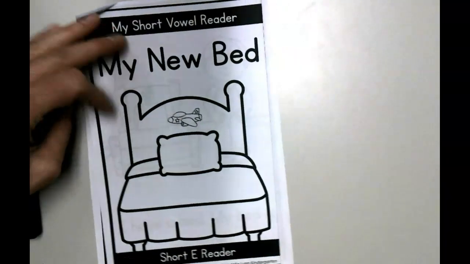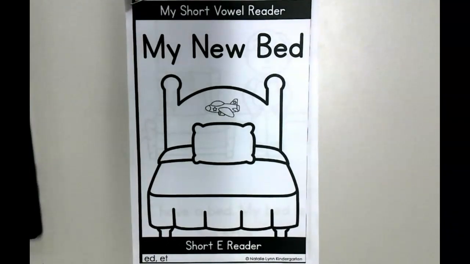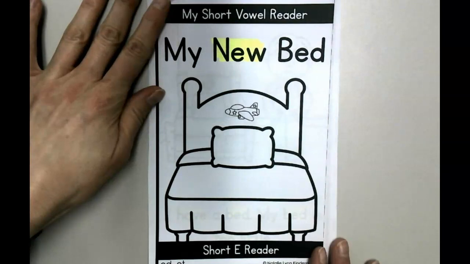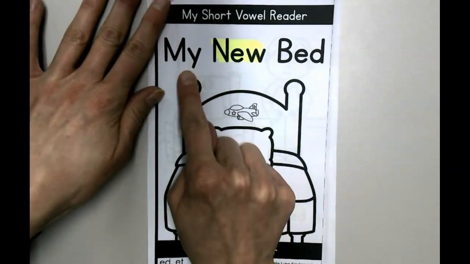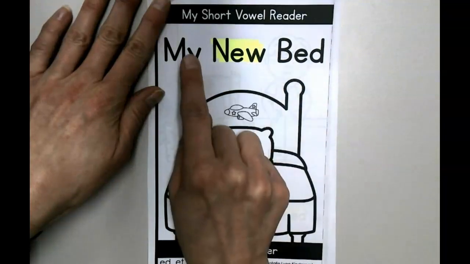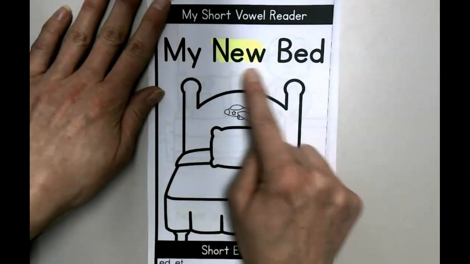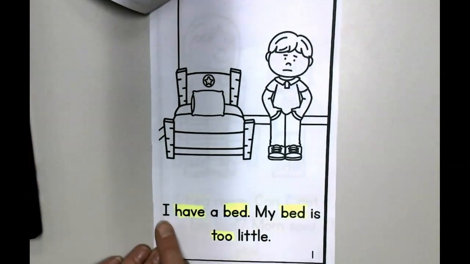Excellent job, friends. Now we're going to spend a little bit of time just reading a couple pages with duet reading. You'll read the words in yellow, and I'll read the words in white. So we'll read every other word. I'll say my, you'll say new, and I'll say bed. Ready? Let's try it out. My bed.